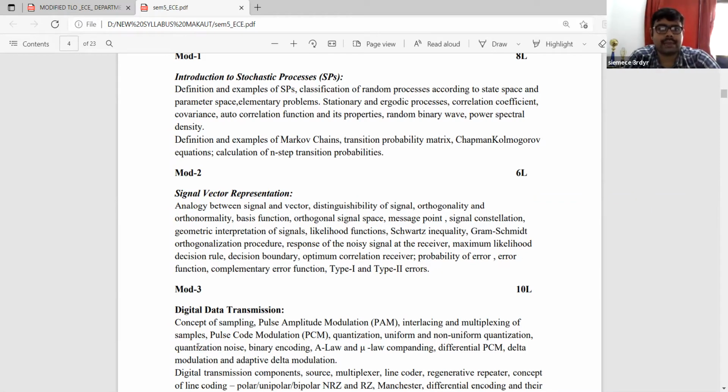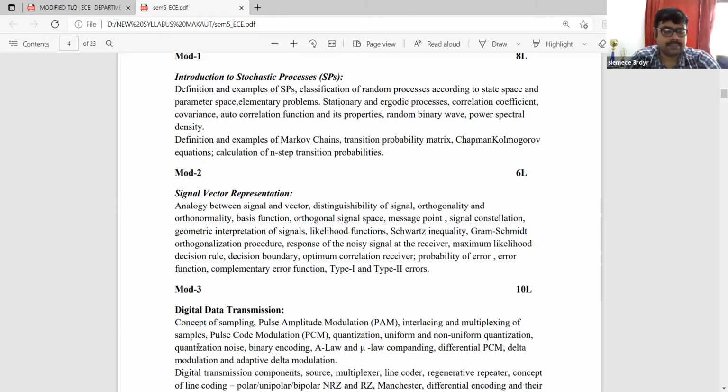So signal vector representation, analogy between the signal and the vector, distinguishability of the signals, orthogonality and the orthonormality, basis functions, orthogonal signal space, message point, signal constellation, geometric interpretation of the signals, likelihood functions, Schwarz inequality, Gram-Schmidt orthogonalization procedure, very, very important one. This Gram-Schmidt orthogonalization procedure, response of the noisy signal at the receiver, maximum likelihood decision rule, decision boundary, optimum correlation receiver, probability of error function, complementary error function, type 1, type 2 error. So many different types of signal vector representation formats, signal vector representation thing we have to discuss.